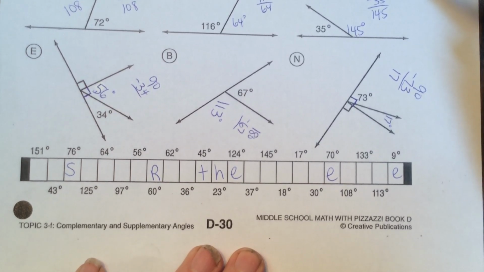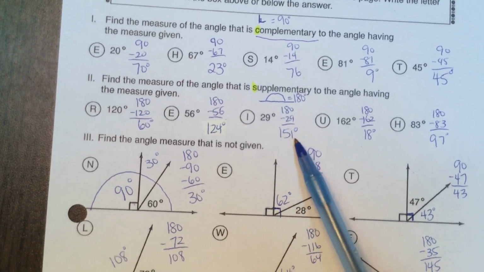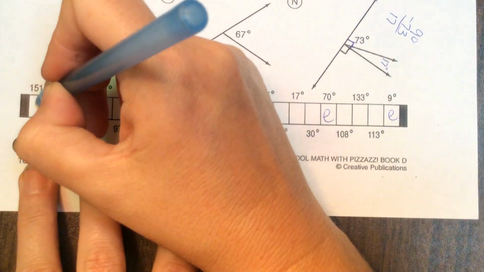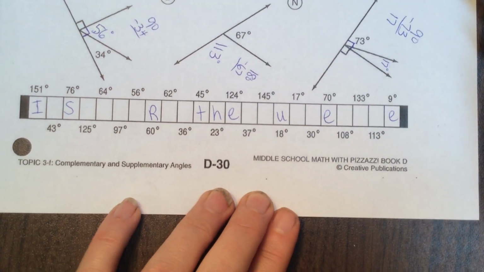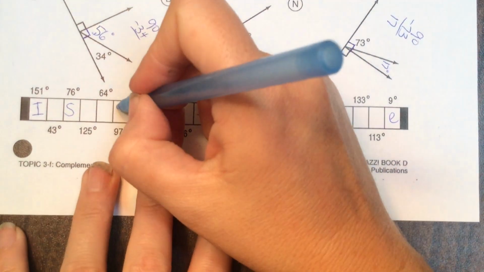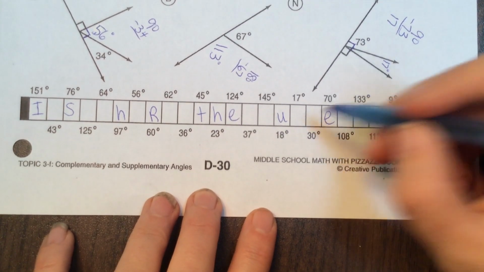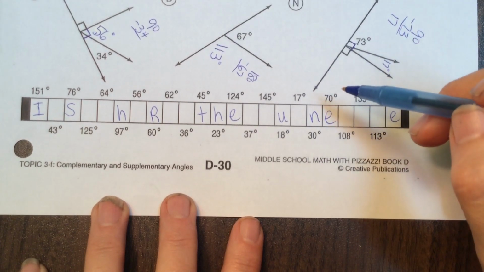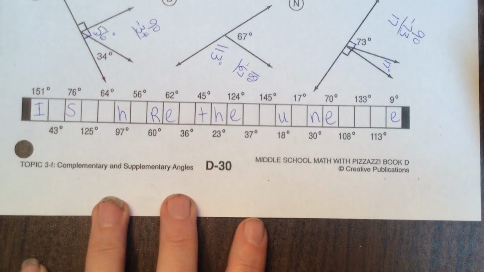I don't see 29. Did I mess up? Ugh, I keep looking at the problem. I'm not looking at the answer. Okay, 151. That's what I'm looking for. 151 is I. Okay, keep moving. 18 degrees is U. 97 is H. 30 is N. 62 is E. Okay, there it is. 43 is T.